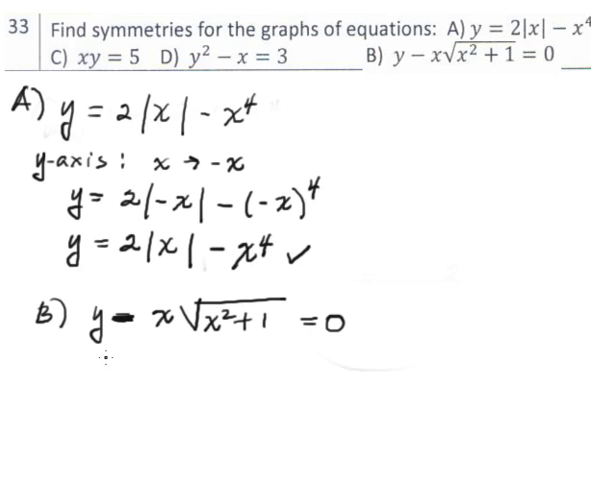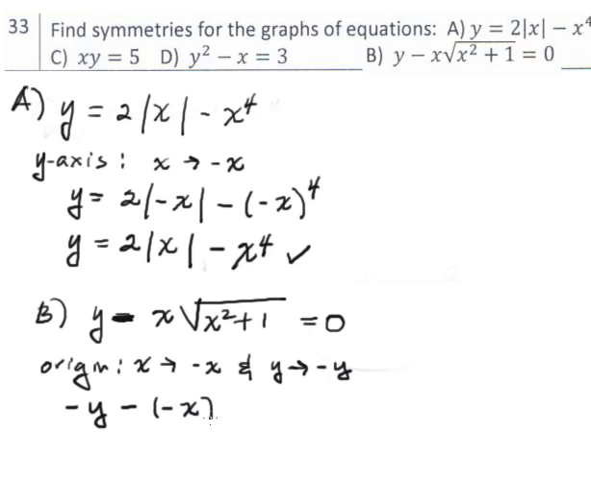All right, now this one is symmetric with respect to the origin. All right, to see symmetry with respect to the origin, we replace x with minus x, and we replace y with minus y. So if we do that, we have minus y minus minus x, square root minus x squared plus 1 equal to 0.